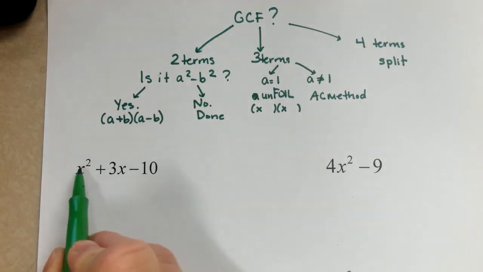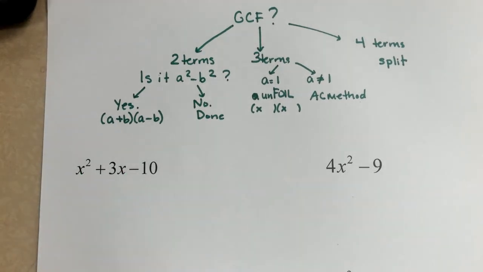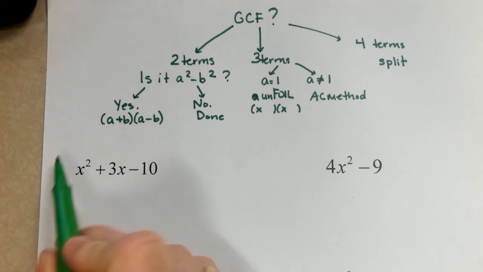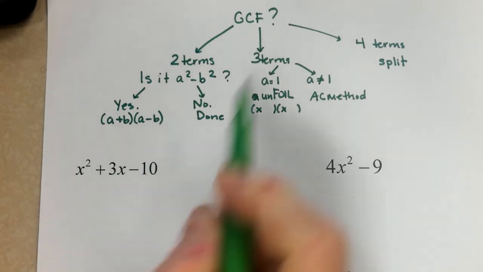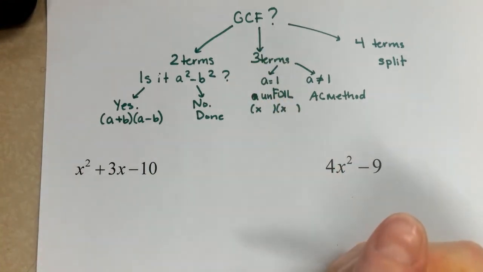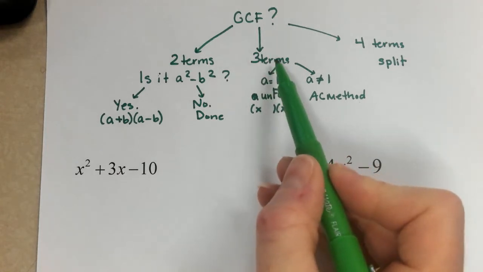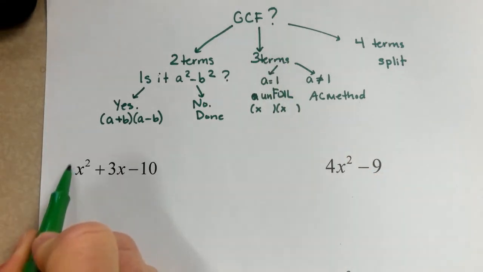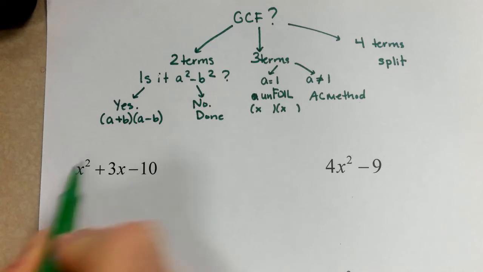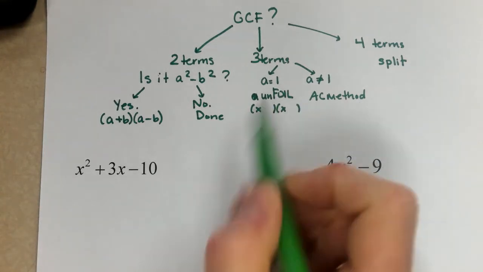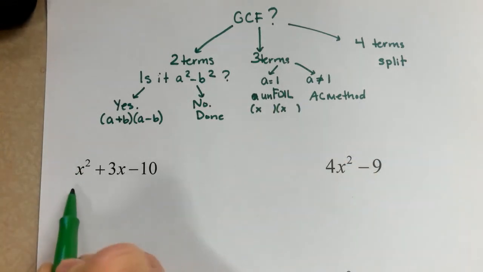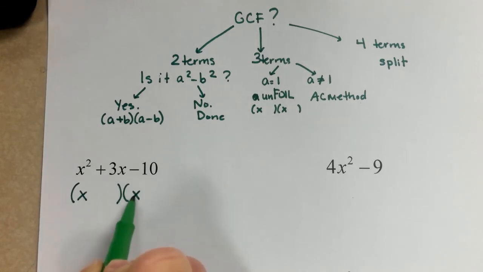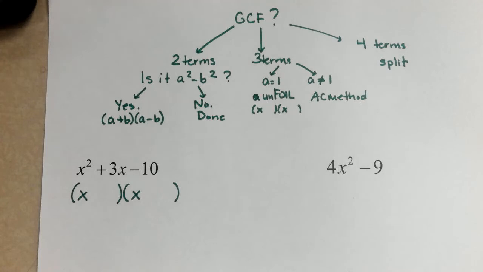We'll start here with x squared plus 3x minus 10. Is there a greatest common factor that can divide out of all pieces? No, there's not. It has 3 terms, and the a is a 1. Remember, a is here in front of the x squared. So we could just unfoil this. We know that the only way to multiply and get x squared is to have x multiplied with x. So we can go ahead and fill that out.